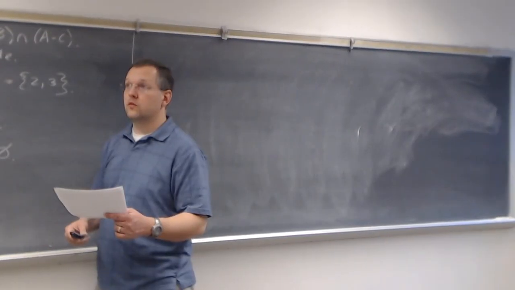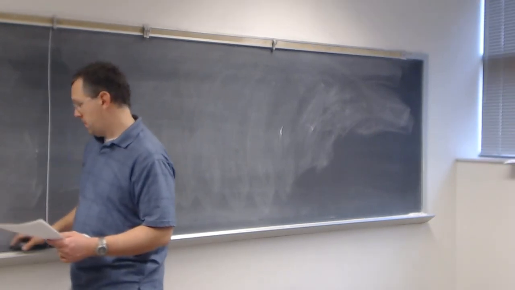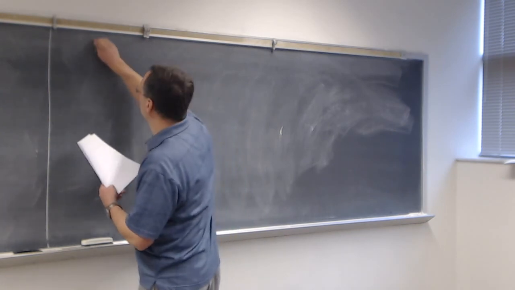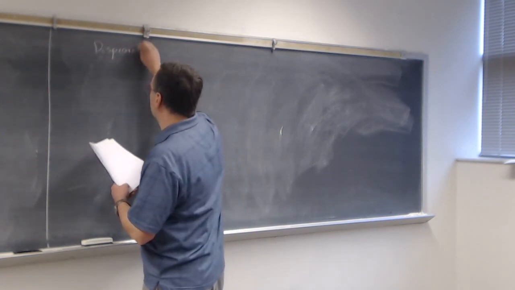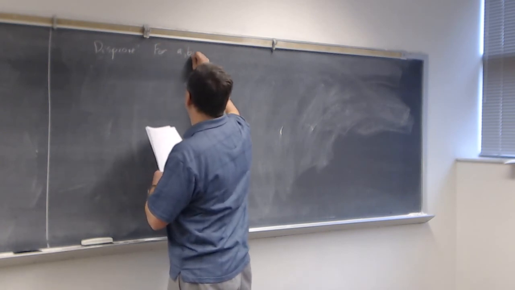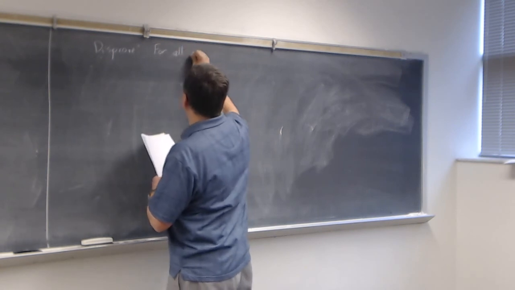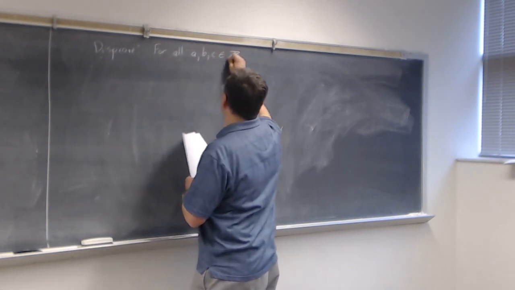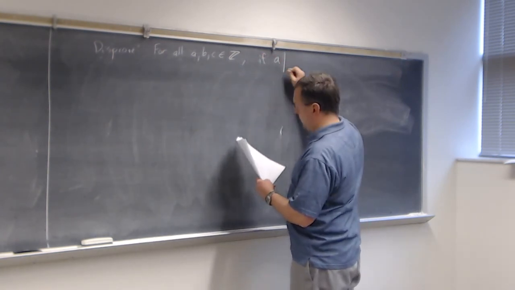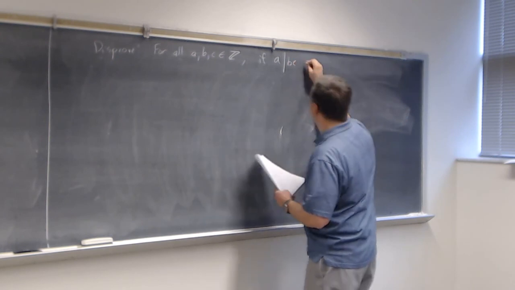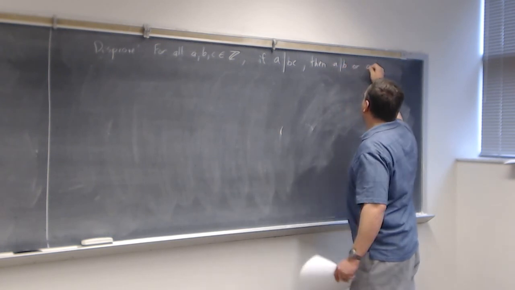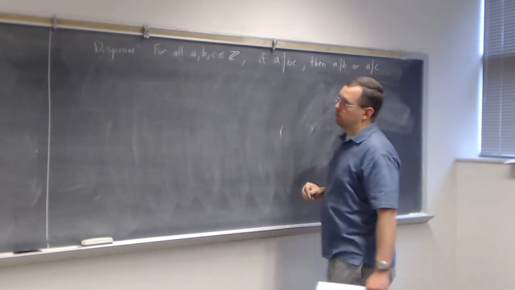One more example for 1.1. Disprove. All right, so for integers, let's say for all a, b, c that are integers, if a divides b times c, then a divides b, or a divides c.